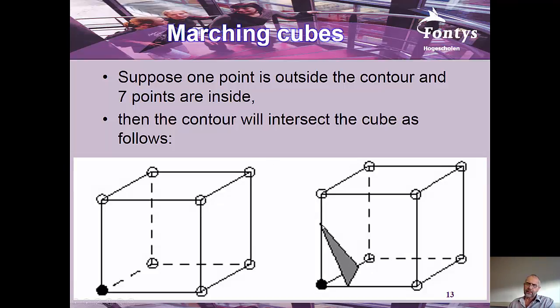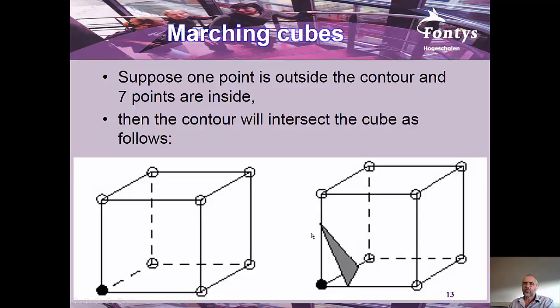So then the isosurface, as it intersects this small cube, will have more or less this shape, this triangle. It intersects this edge and that one and that one. So in that situation, 7 points inside and 1 point outside, the isosurface will be located like this. So this is one part of the whole isosurface.